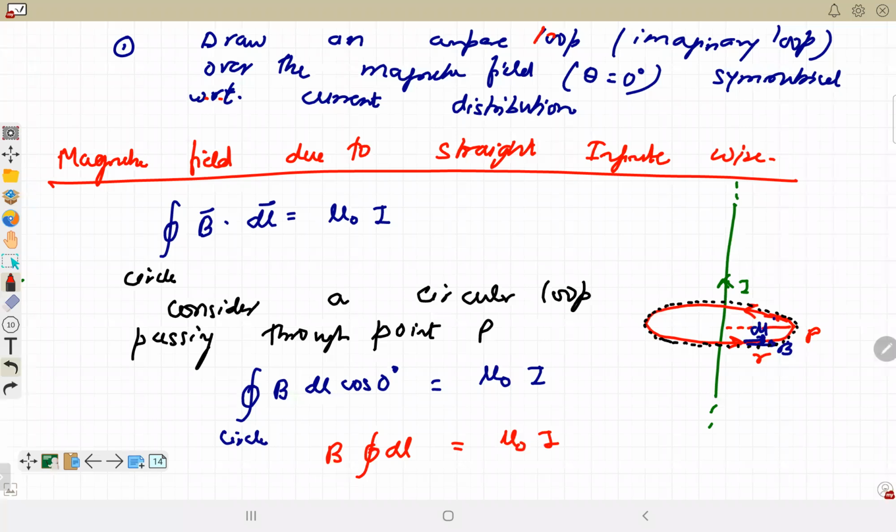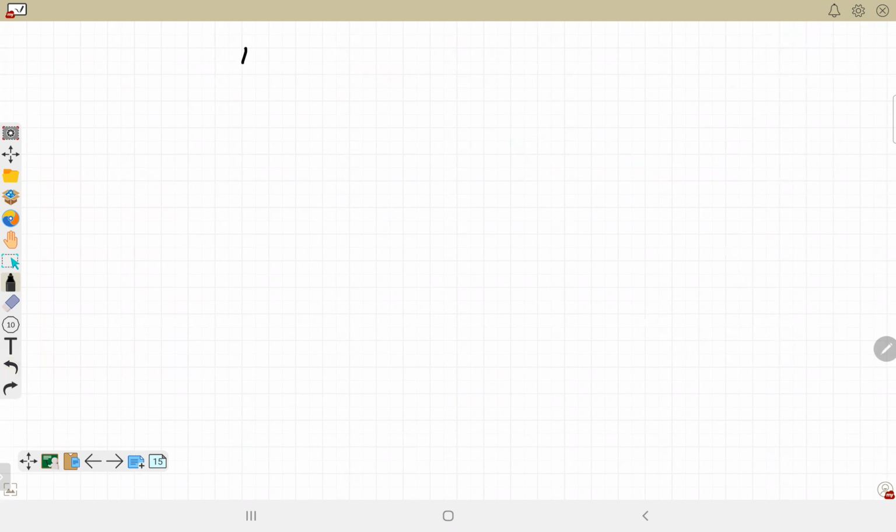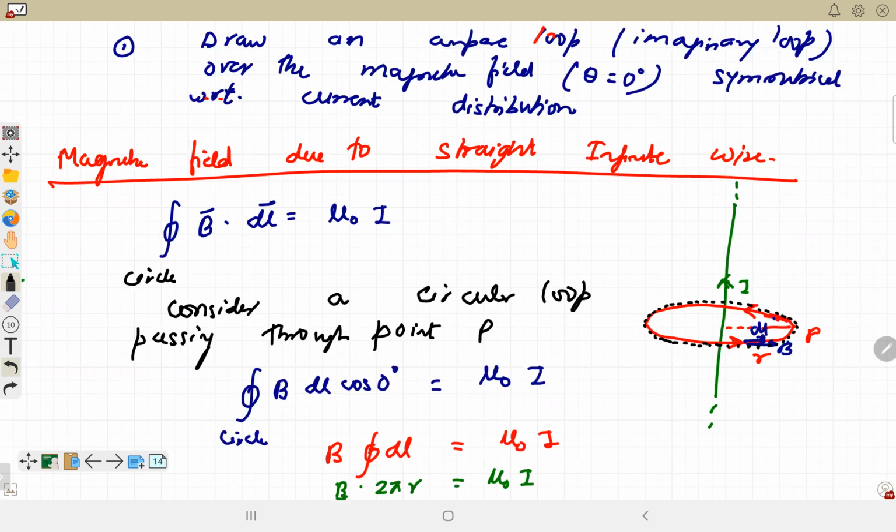The integration of dl, total length of the circumference, will become 2 pi r. So B times integral of dl, total length 2 pi r, is equal to mu naught I. The magnetic field B is equal to mu naught I by 2 pi r. The formula that we derived with a very long calculation earlier, for finite wire with alpha and beta, we did integrate for a small length, then we take alpha and beta both 90-90.